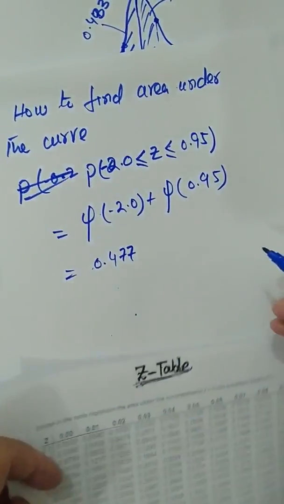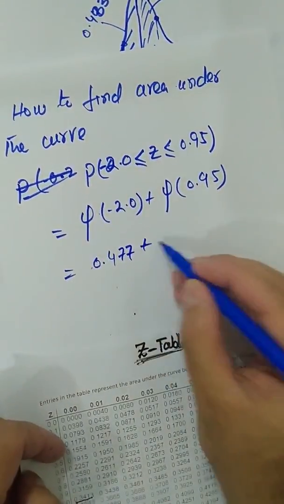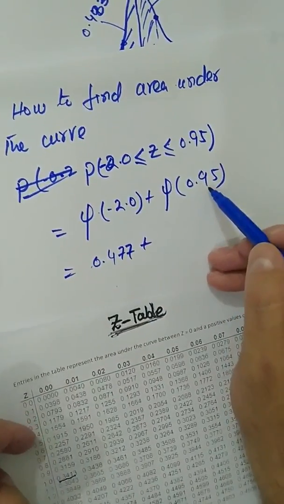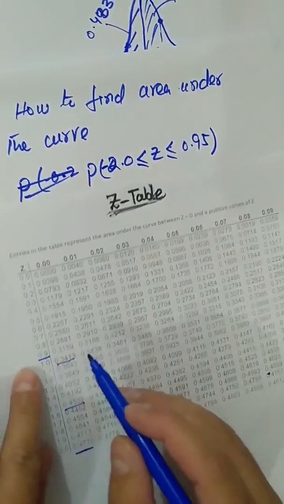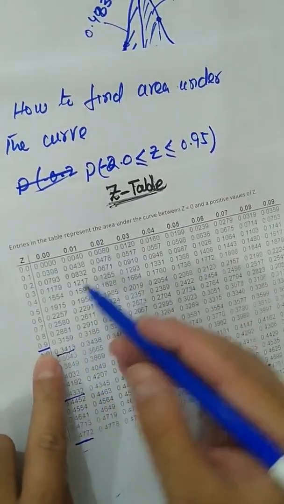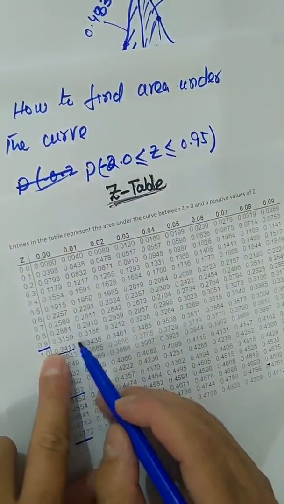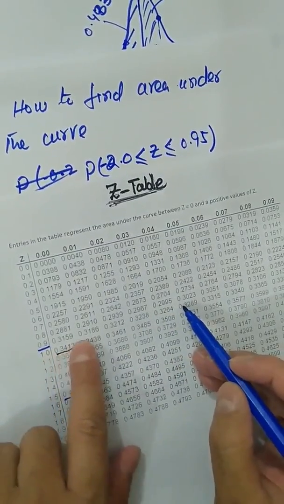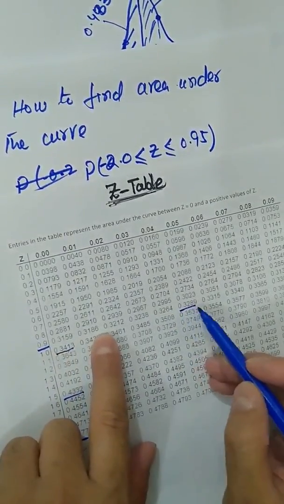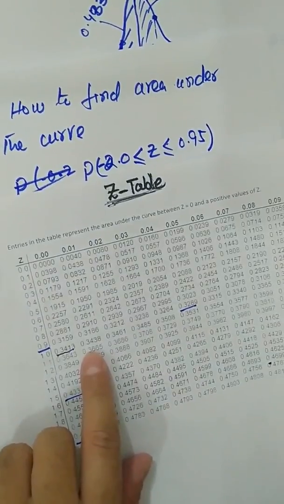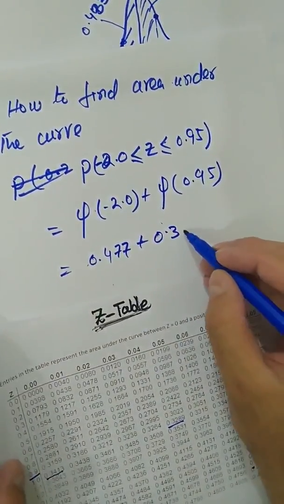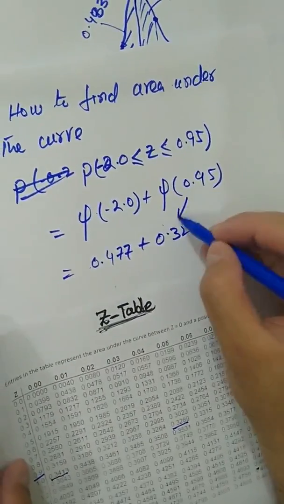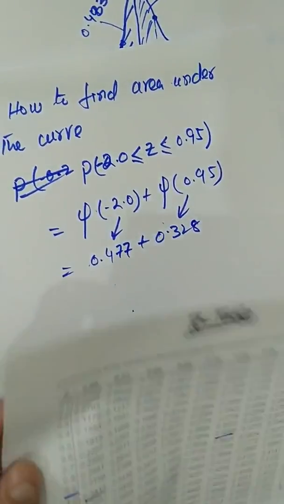0.477, and in case of z is equal to 0.95, here is 0.9 in this table. So I will follow this row at 0.5. Its value is 0.3289. So 0.3289, this is equal to this and this is equal to this.